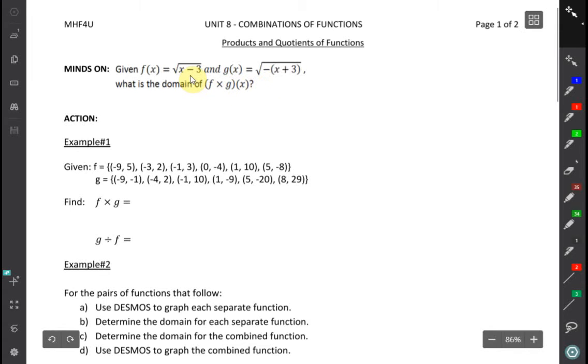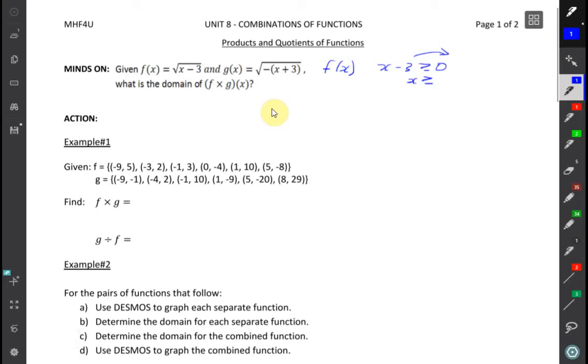So in order to do this, what we want to do is take a look at each function separately and determine what their domains are. So looking at f at x, we know that because it's a square root function, what's under the square root needs to be 0 or greater. It can't be a negative. That means that x minus 3 must be greater than or equal to 0. Solving that, x must be greater than or equal to, add 3 to both sides. So x must be greater than or equal to 3.